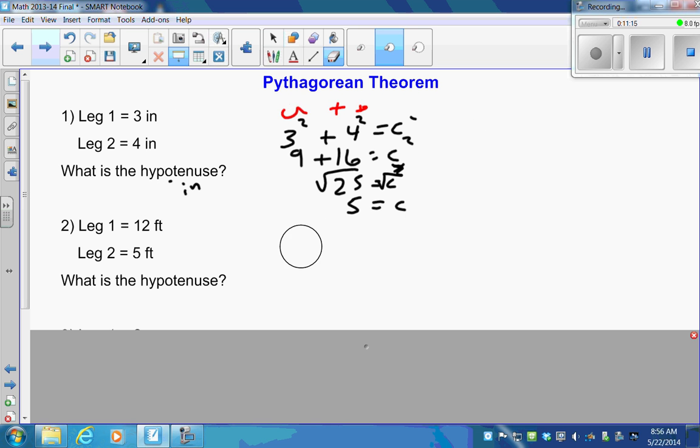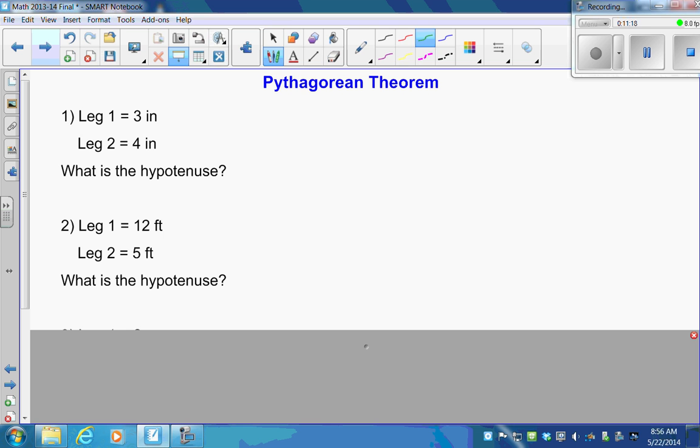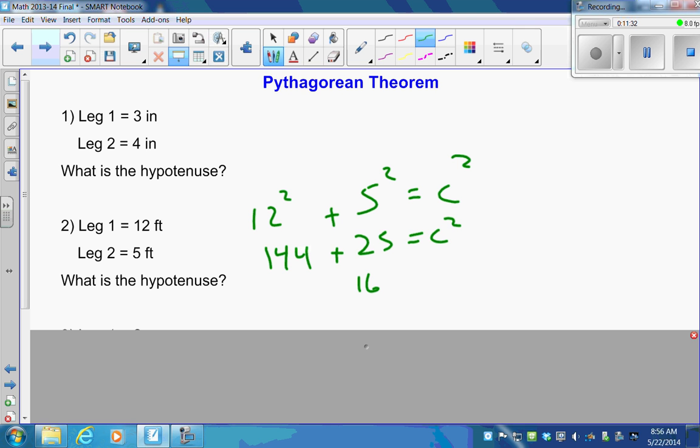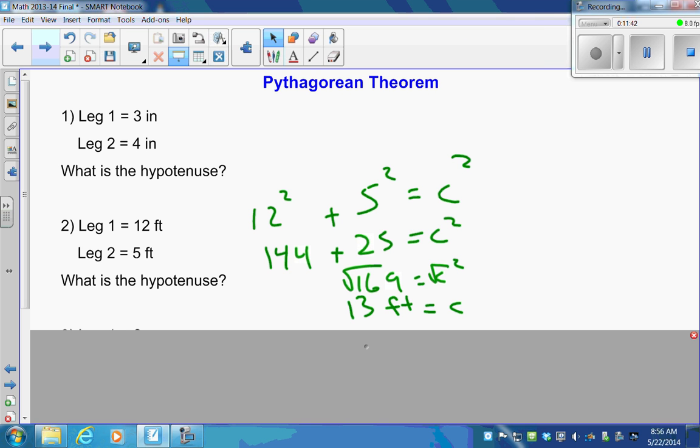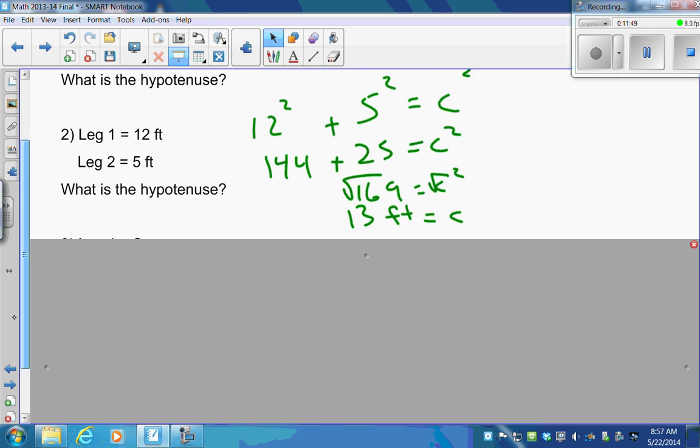Let me erase the last one. My A is 12 squared. My B is 5 squared equals, and I do not know my hypotenuse. 12 squared, use your chart if you need it, is 144 plus 25 equals C squared. 144 plus 25 is 169 equals C squared. Have to get rid of that squared. Square root it. Square root it. C equals 13 feet. Again, I know I moved fast. If you do not get it, come see me, or there's always plenty of videos on YouTube about the Pythagorean theorem.